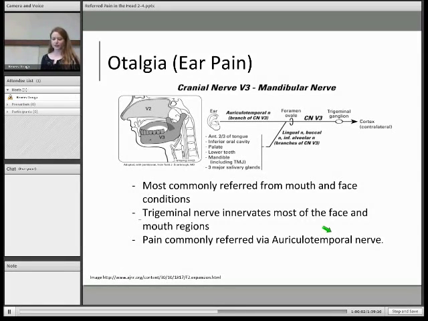This is because the trigeminal nerve innervates most of the face and mouth region, with the maxillary and mandibular branches receiving sensory innervation from the nasopharynx, the paranasal sinuses, and the upper and lower teeth, as Phoebe said earlier. So therefore, pain from all of these areas can then be referred to the ear along the auriculotemporal nerve, which is a branch of the mandibular nerve, coming from cranial nerve 5. This nerve innervates parts of the pinna, the external acoustic meatus, and the outer part of the tympanic membrane, so therefore you can get pain referred to your ear.